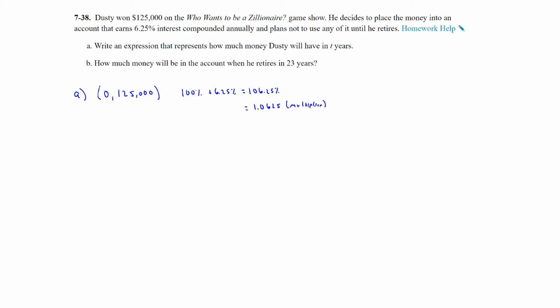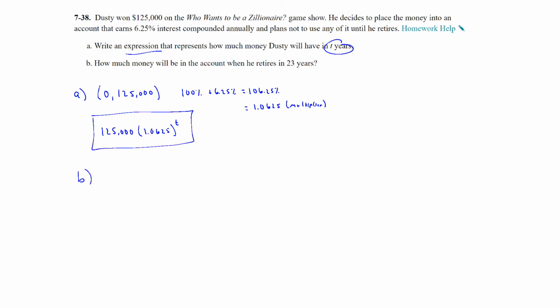And so since we have both of those things, we can write an expression. It doesn't say write an equation. It does say write an expression that represents how much money Dusty will have in T years. So if we're just writing an expression, that would be our 125,000, which is our initial, times the multiplier of 1.0625. And instead of raising it to the x, it says use T for years. So raised to the T power. And that represents an expression, not an equation. If we wrote it as an equation, we would just say y equals. So there's the answer to part A.